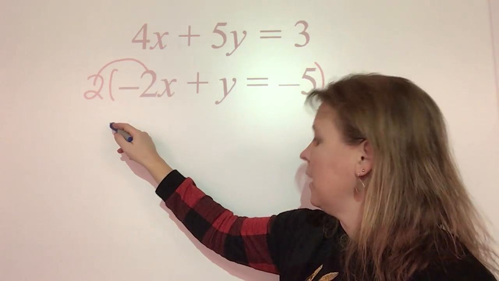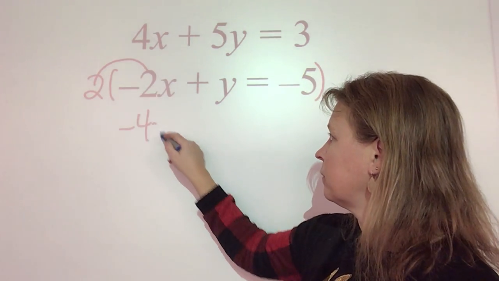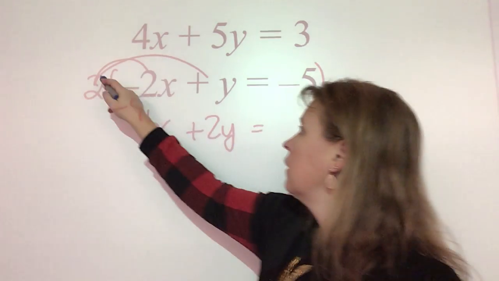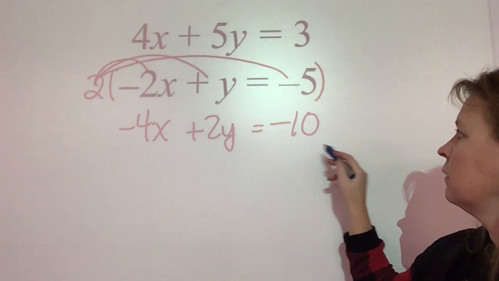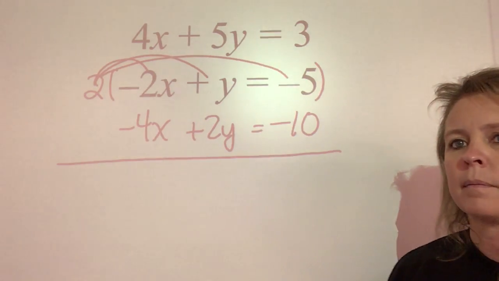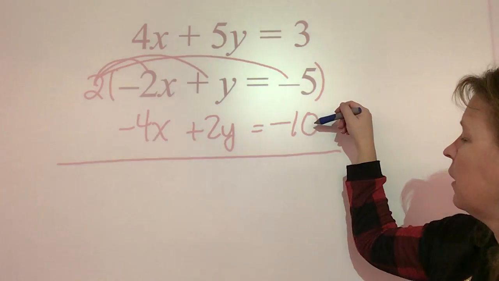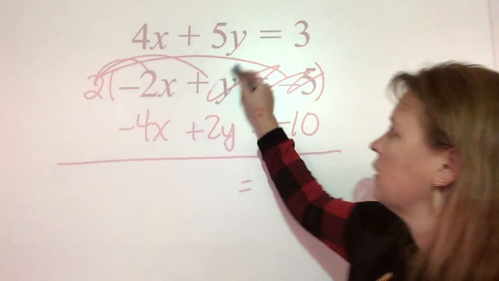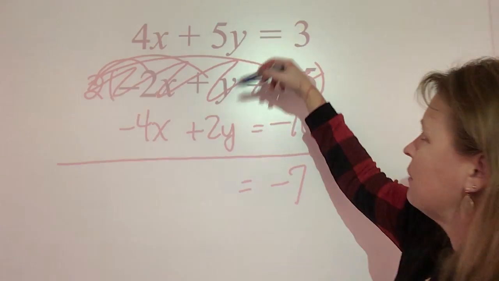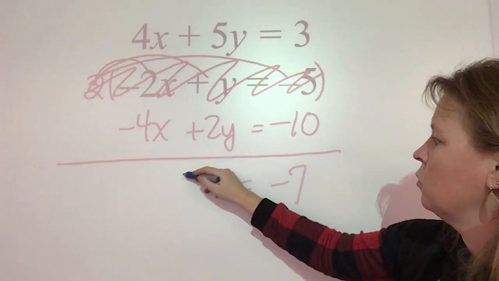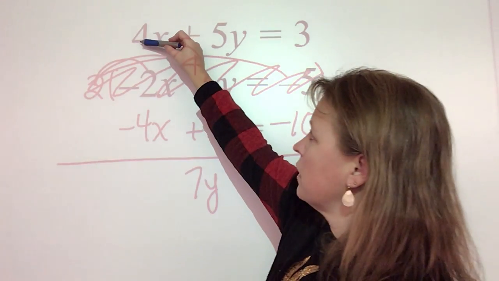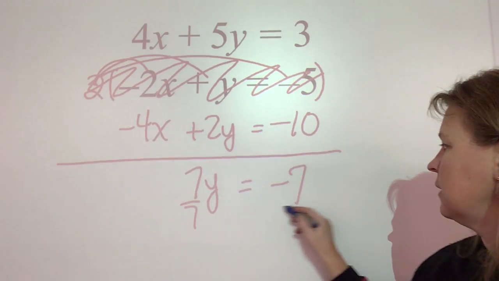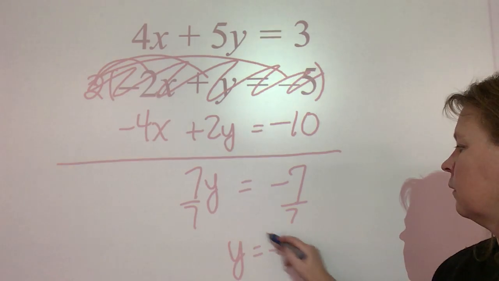So if I multiply that, I get negative 4x plus 2y equals negative 10. Add down, 3 plus negative 10 is negative 7, equals, equals, equals. And if you want to, again, you could scribble out this middle so that you're looking top to bottom. 5y plus 2y is 7y, and make sure that you have a positive 4x and a negative 4x for elimination. Divide by 7, y equals negative 1.